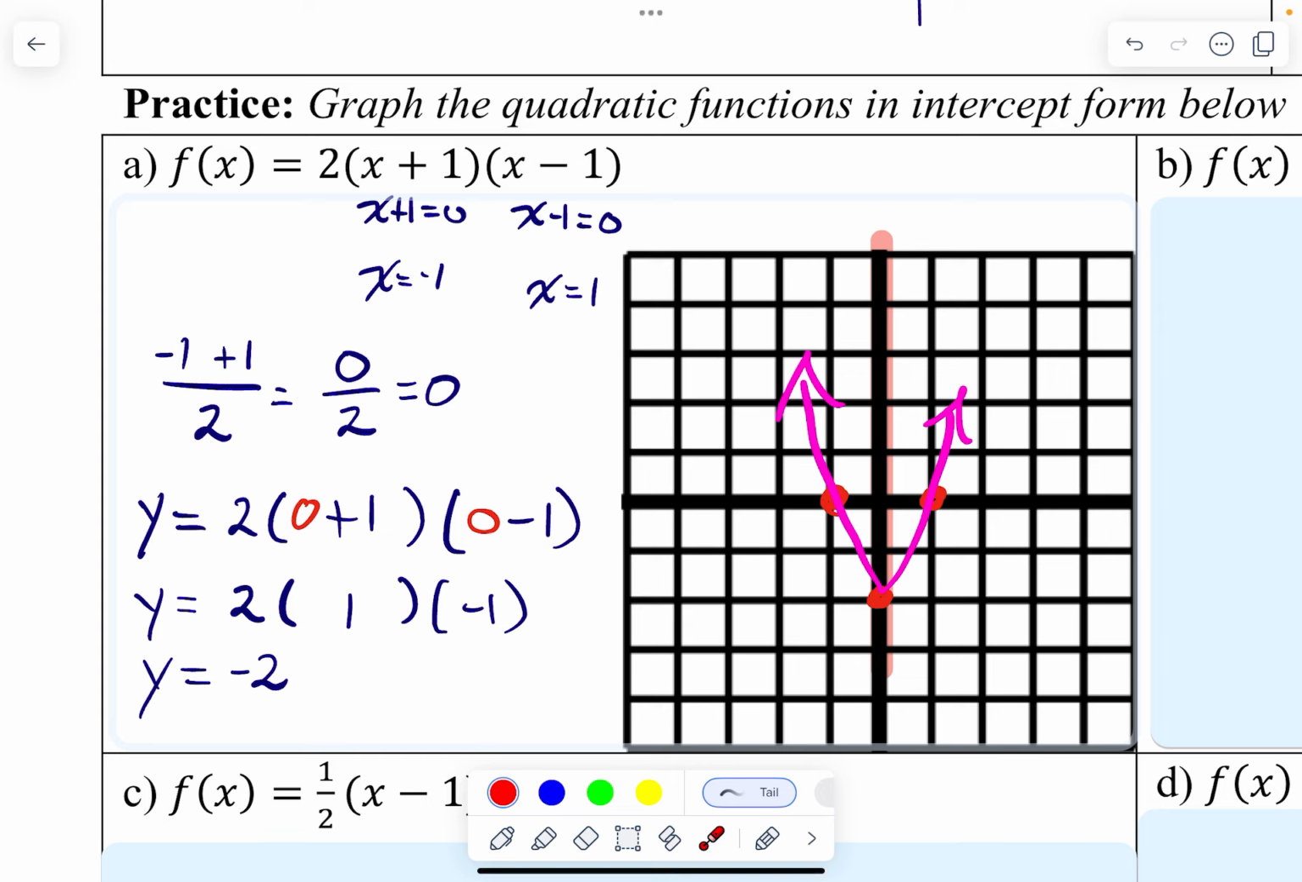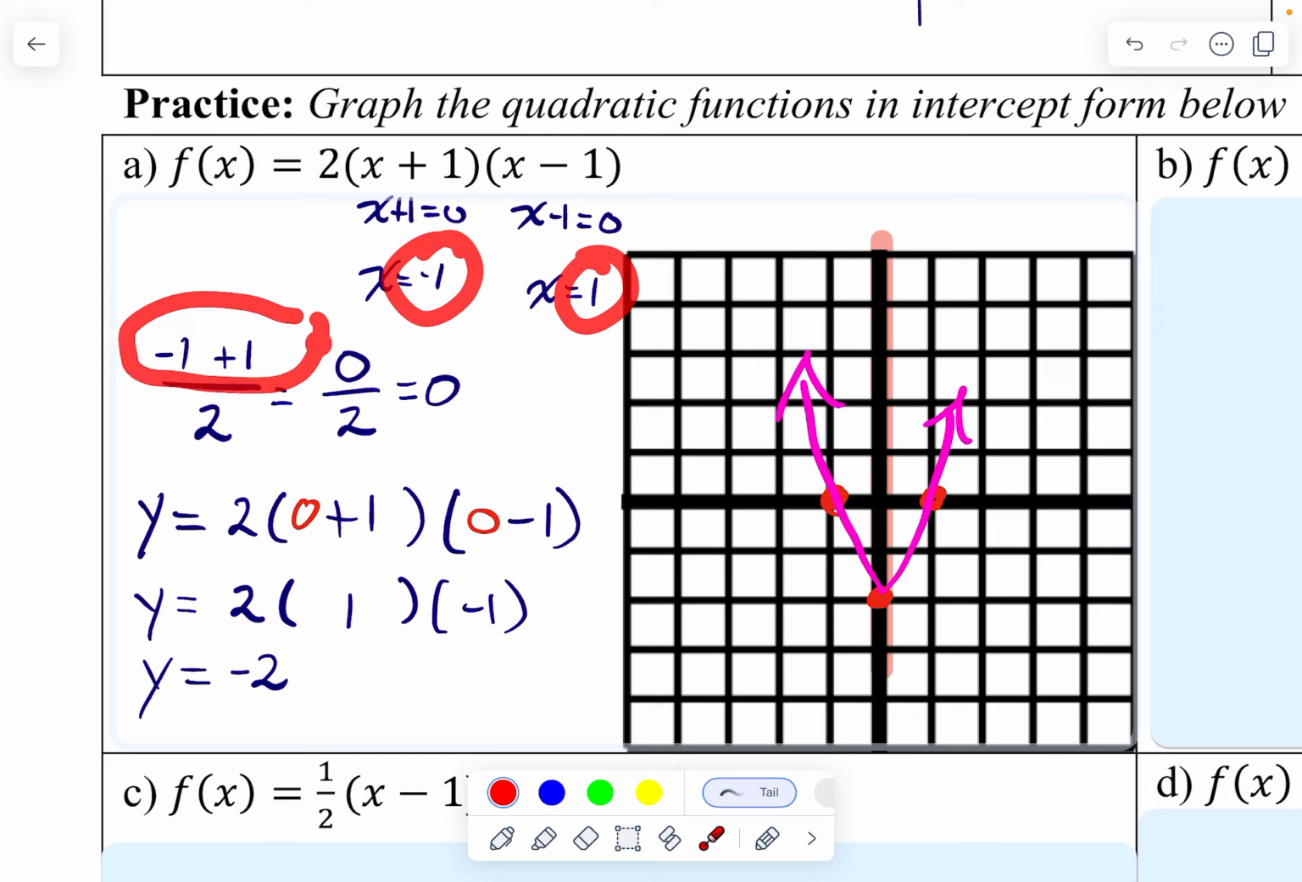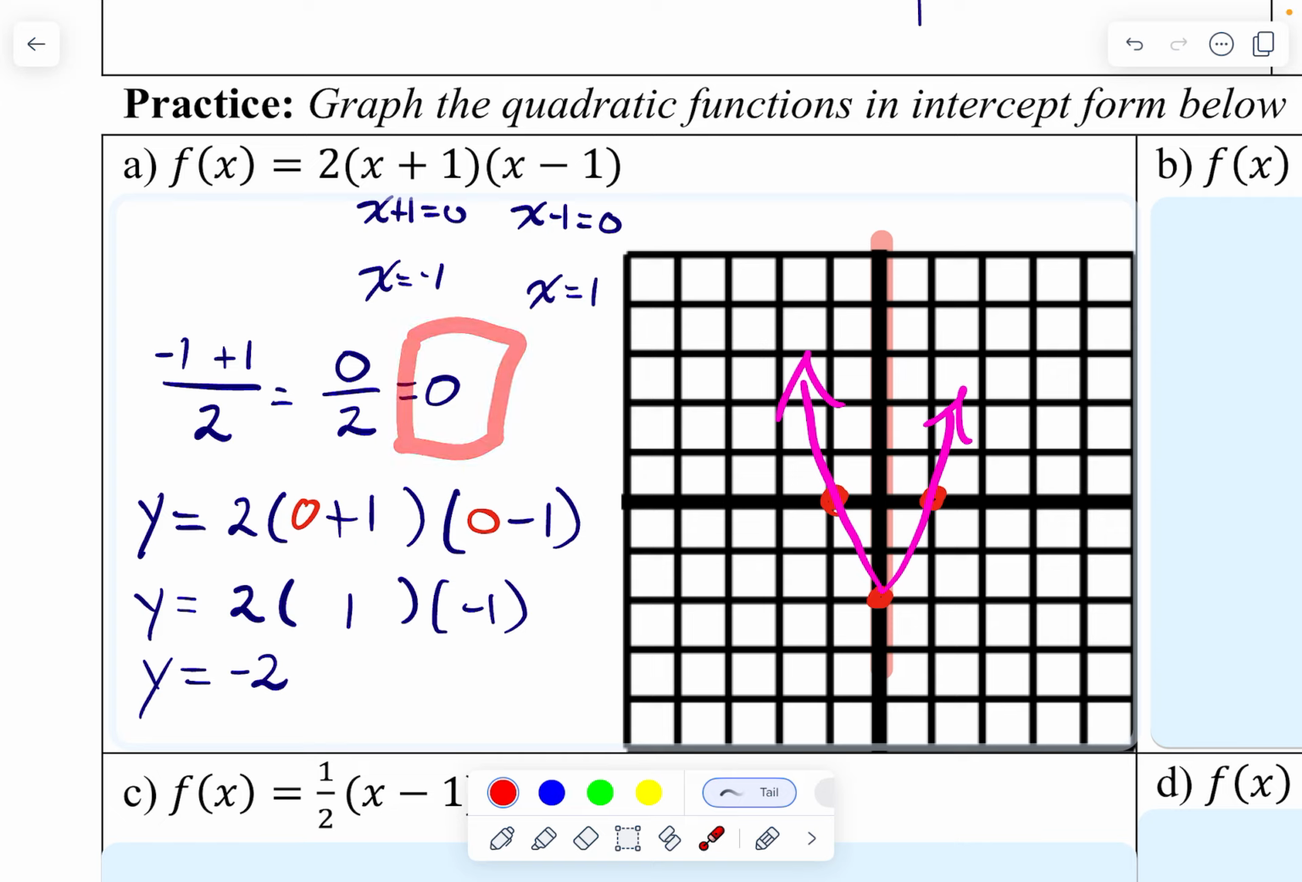So first thing I'm going to do, take each factor, set it equal to 0, and then solve. So I subtract 1 from both sides, I get x equals negative 1. I add 1 to both sides for the right factor, and I get x equals 1. Now I'm going to add those two values up, negative 1 and 1. I'm going to put them on top of a fraction over 2, and I just add them together. So negative 1 plus 1 is 0 over 2. So right in the middle, between negative 1 and 1, is 0.